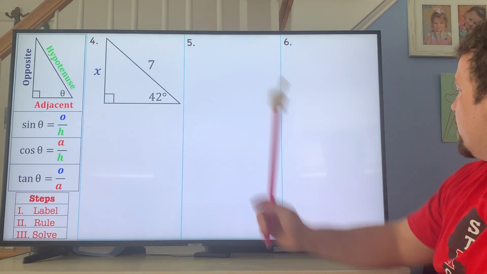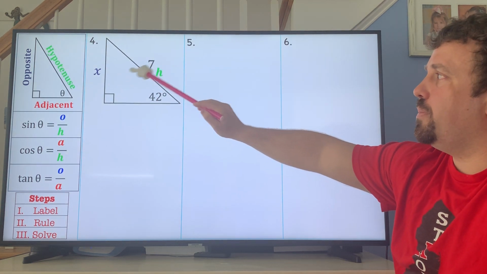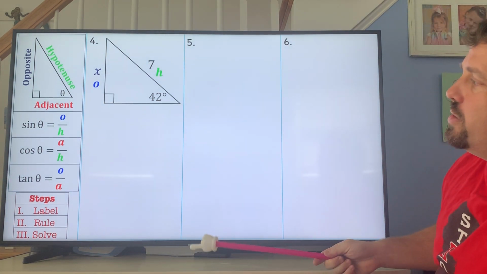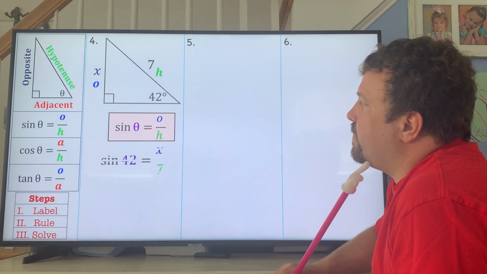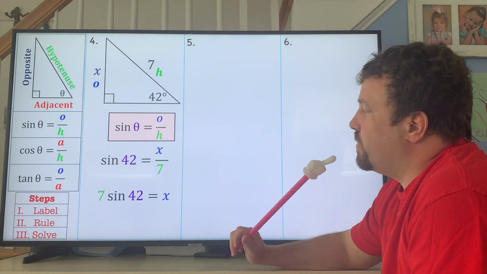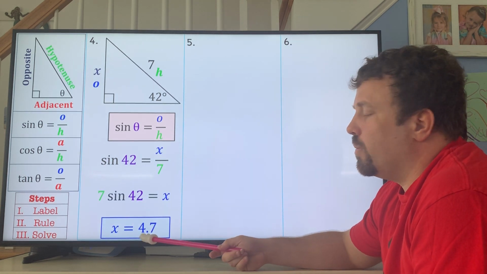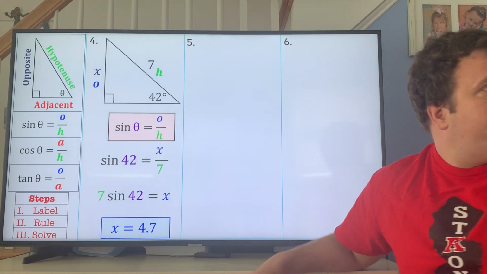Number 4. Go. All right? Opposite and hypotenuse. Opposite and hypotenuse is sine. So, sine 42 equals x over 7. 7 times sine 42 equals 4.7. All right? Problem number 5.